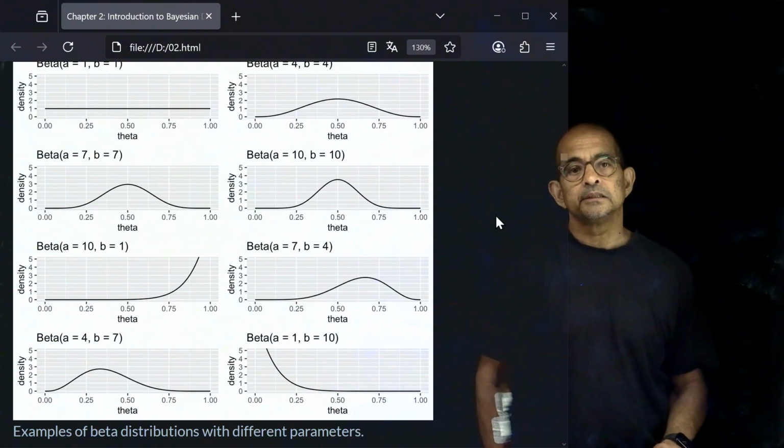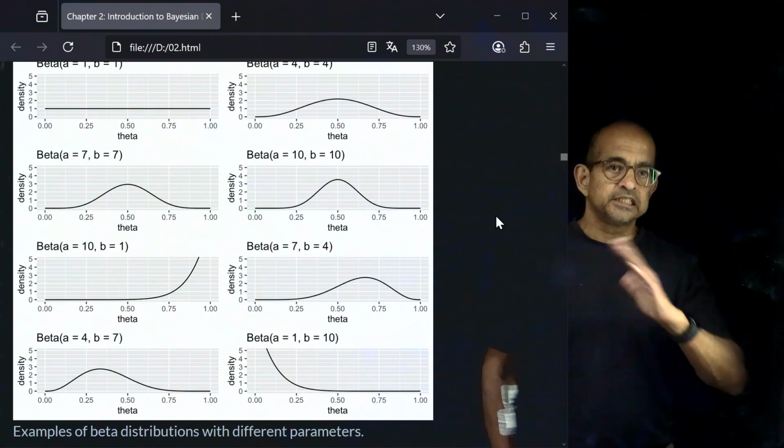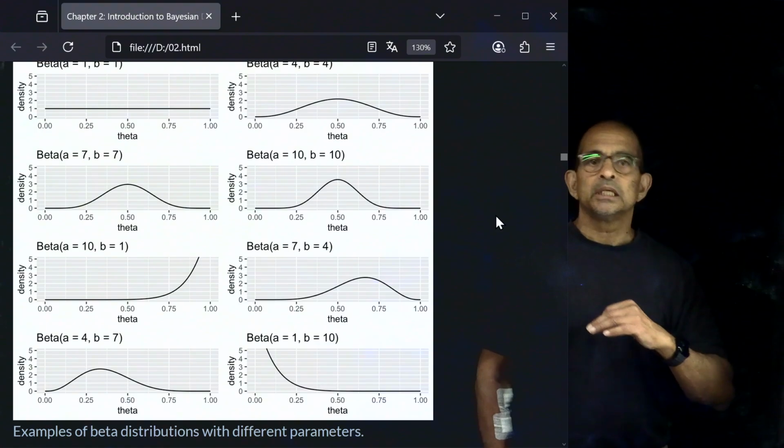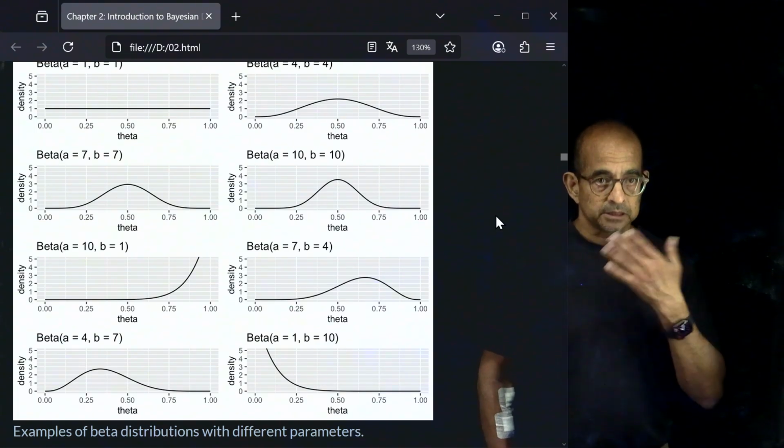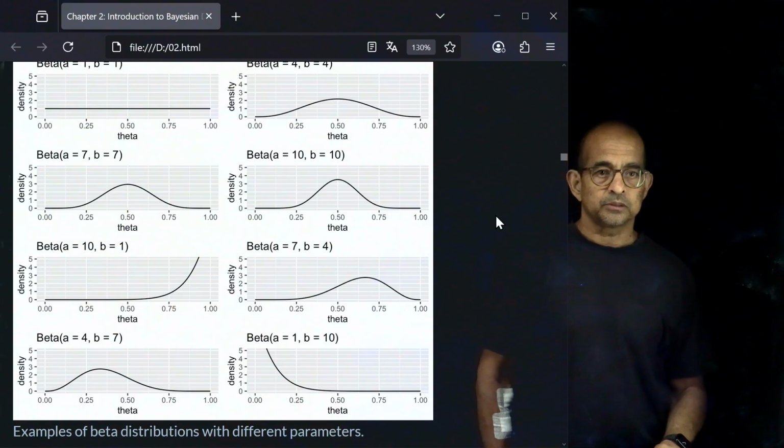So the decision about which prior to use is made before seeing the data, right? It's the prior distribution. That's why it's called the prior distribution.